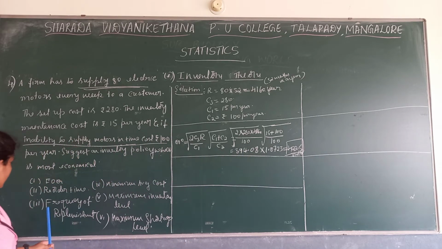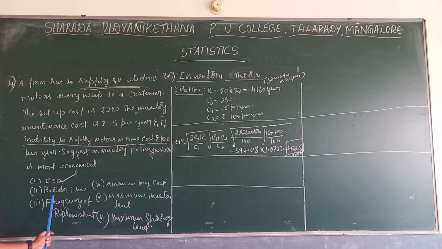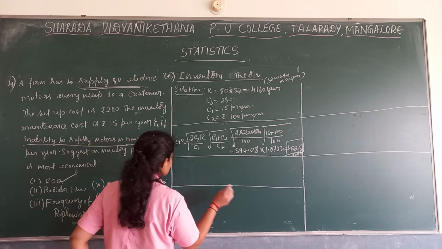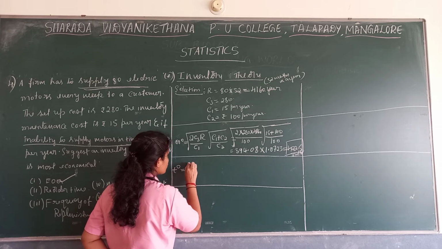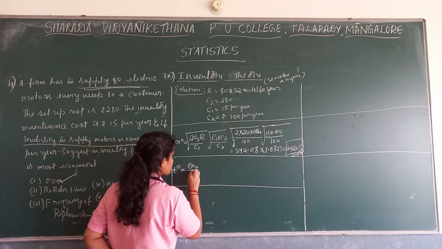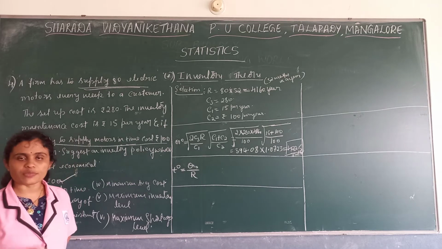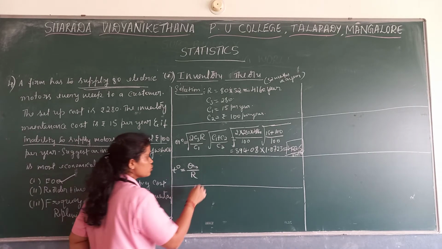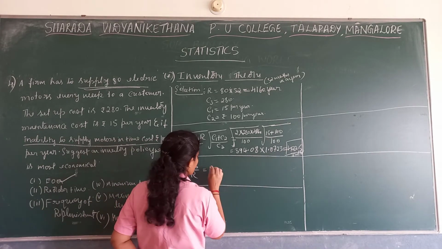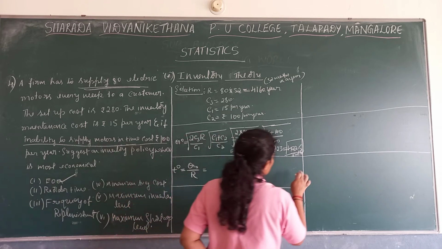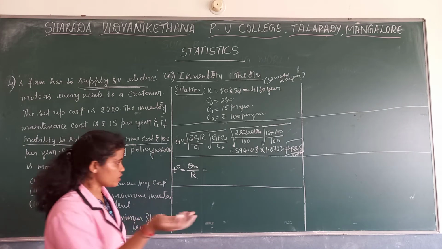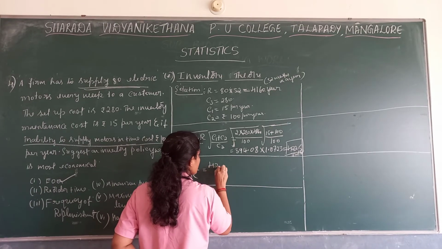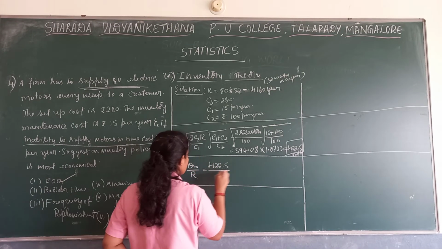Now move to the second one. First one over, reorder time. Reorder time, that is T0 is equal to Q0 divided by R. It's one and the same even in model 1 and model 2. So what is the value we have got here? That is 422.5. Approximately we can make it 423, but we'll take 422.5 divided by R.